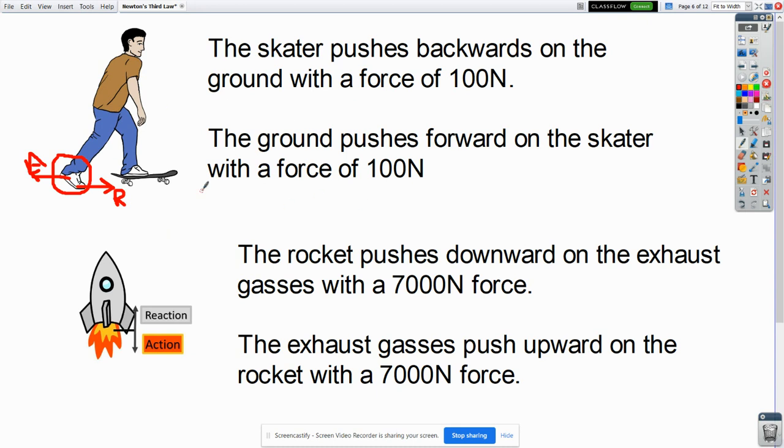It will also be 100 newtons. It will be in the opposite direction. Skater pushes backwards with 100 newtons, ground pushes forward with 100 newtons. And it is the friction between the shoe and the ground that allows that action-reaction pair to happen.